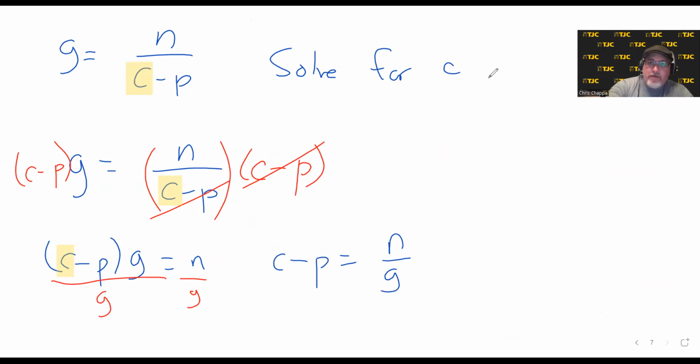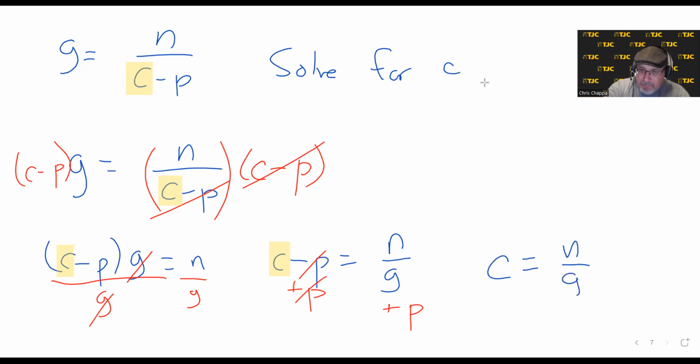And now we're just one move away from finishing. We can add P to both sides. That will cancel the minus P's. And when we add P to both sides, that'll get the C by itself. And we'll have N over G plus P.